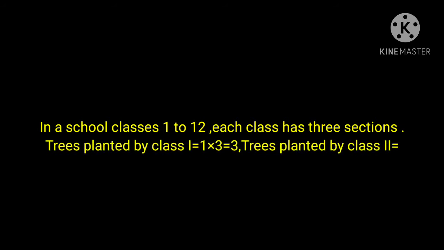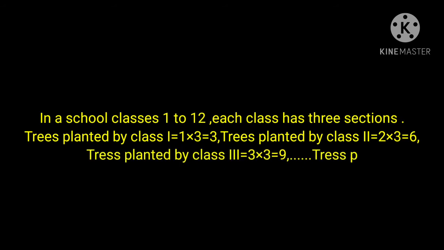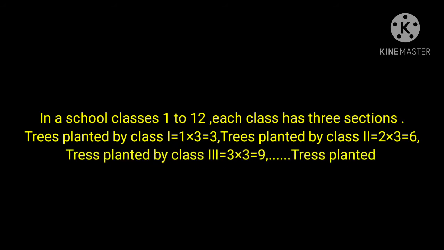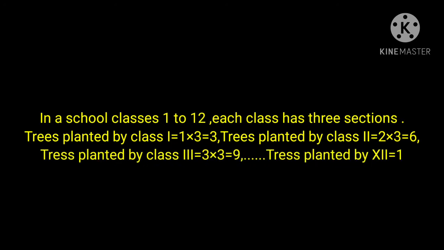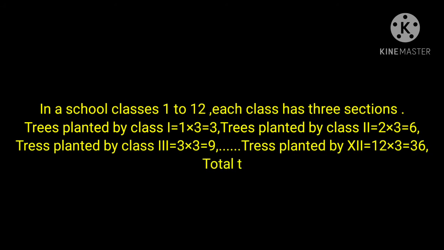And class 2, trees planted by class 2, 2 plants they have to plant. There are 3 sections, that is 2 into 3, that is equal to 6. And class 3, the third class, each section has to plant 3 trees, that is equal to 9 total. And so on, trees planted by the 12th class, number is 12, and each section has to plant 3 trees, 3 sections. So 12 into 3, that is equal to 36.